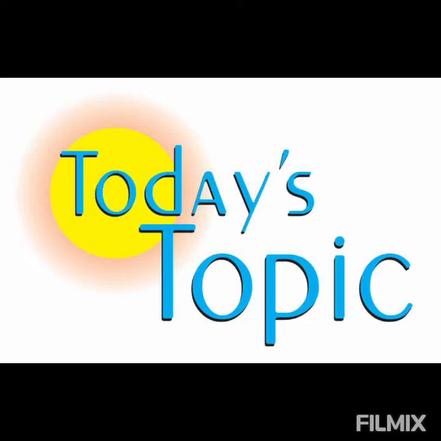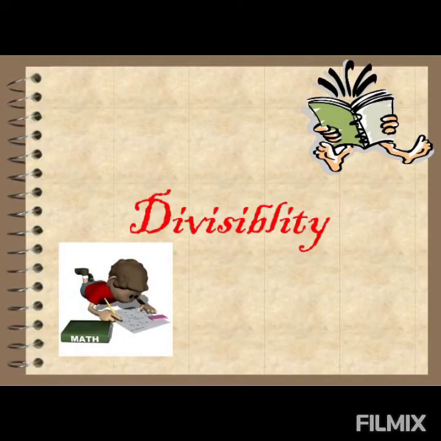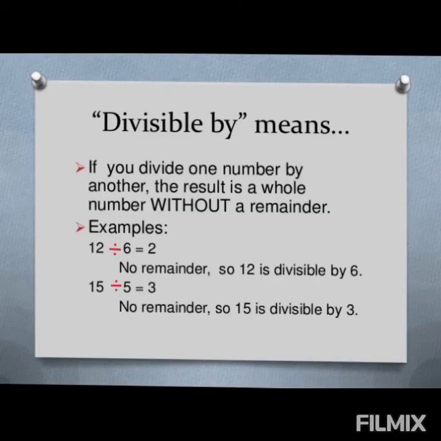Today we are going to start a new topic, divisibility. Divisible means if you divide one number by another number, the result is a whole number without a remainder. It means if you divide any number by another number, the remainder will be 0. It means it is divisible by that number.